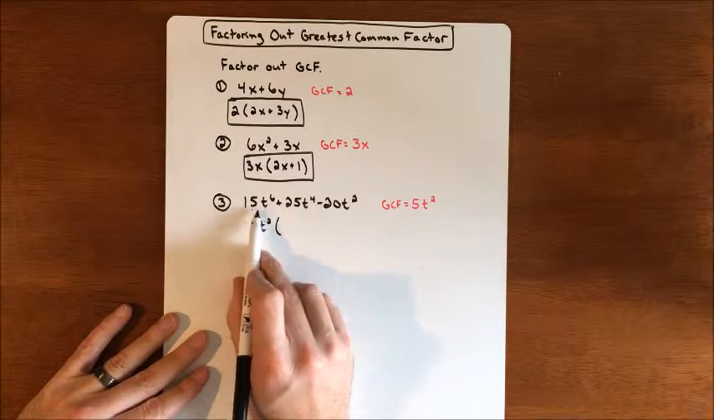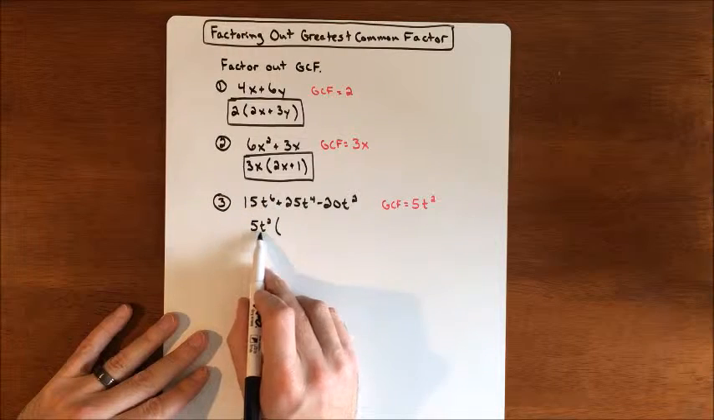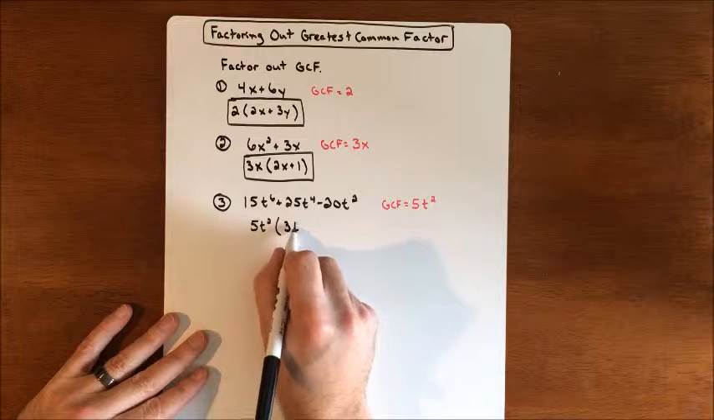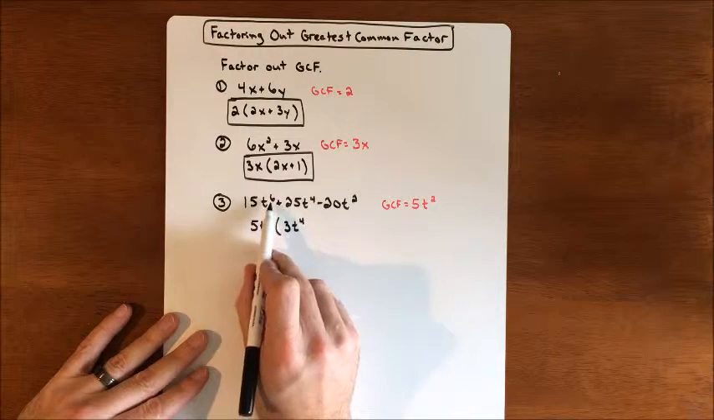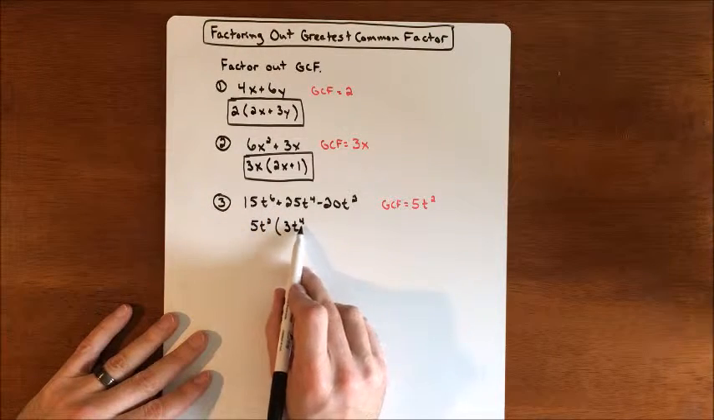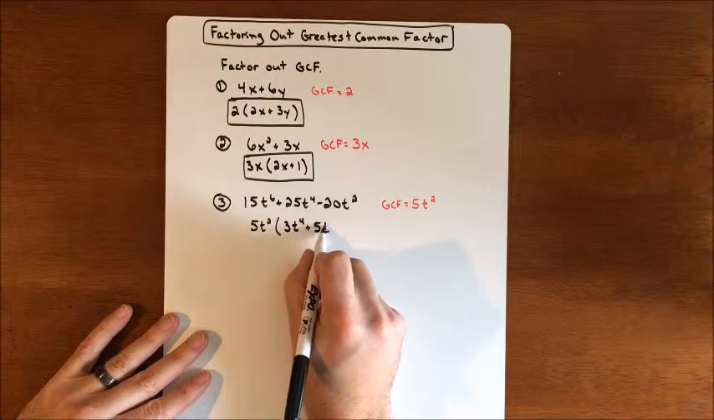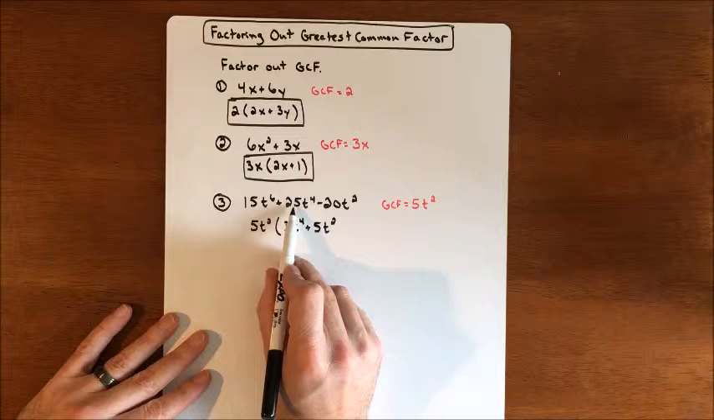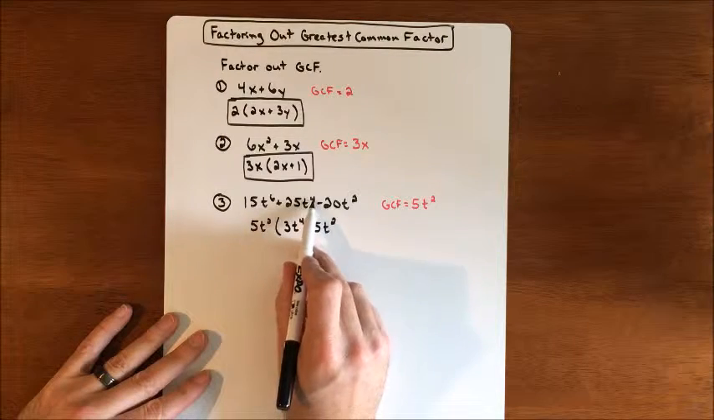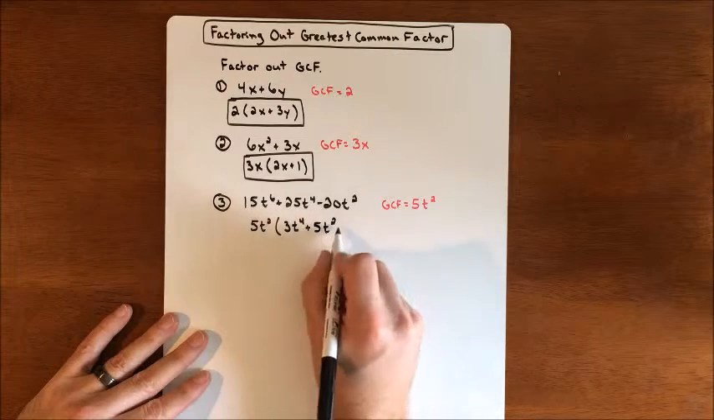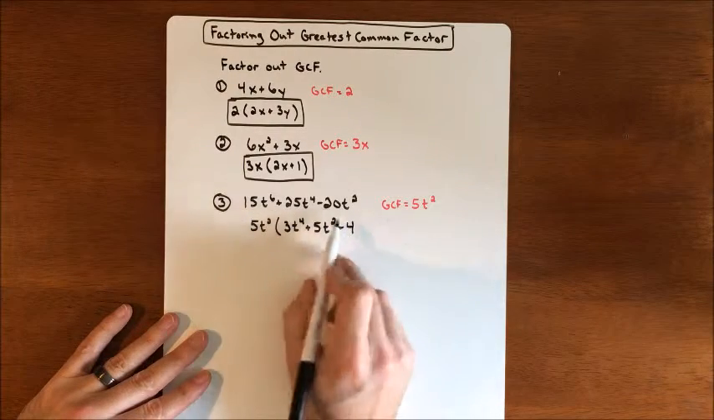All right, so 15t to the 6th divided by 5t squared, dividing it out, is going to get us a 3t to the 4th. We had 6 t's, we're taking out 2 of them. It's going to leave us with 4. And then plus 5t to the 2nd. We had 25 divided by 5. T to the 4th, we're taking 2 of the t's away from it. Leaves us with a t squared minus 4.